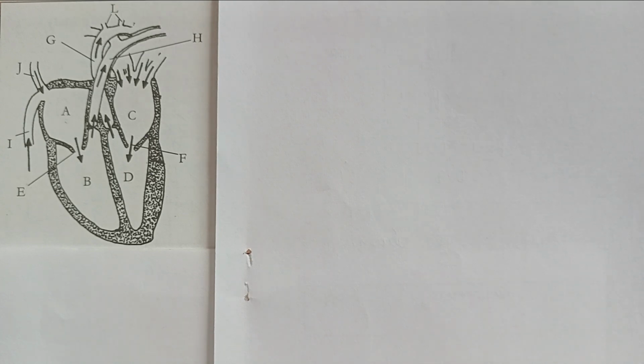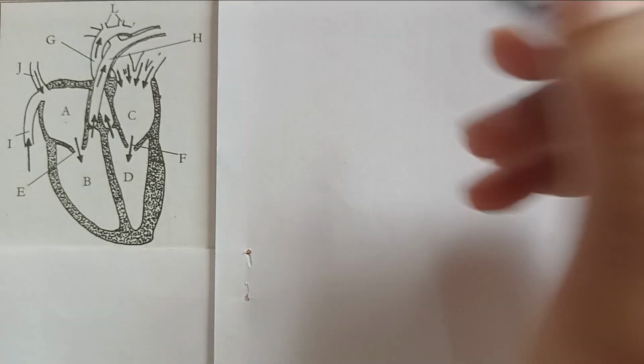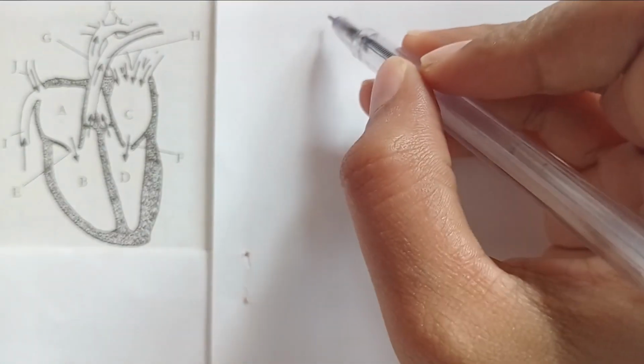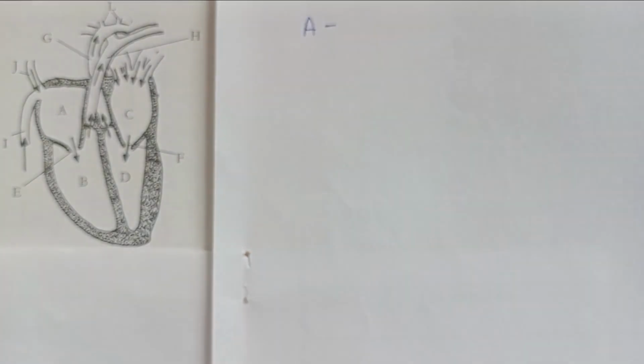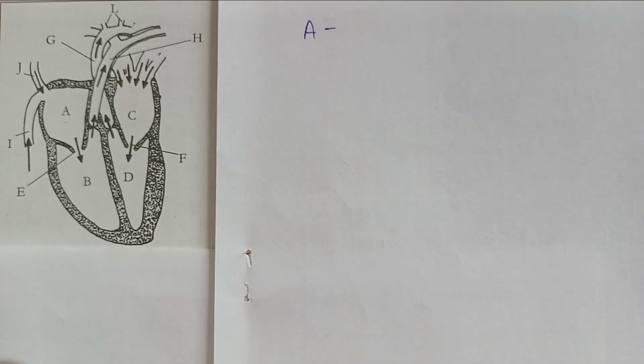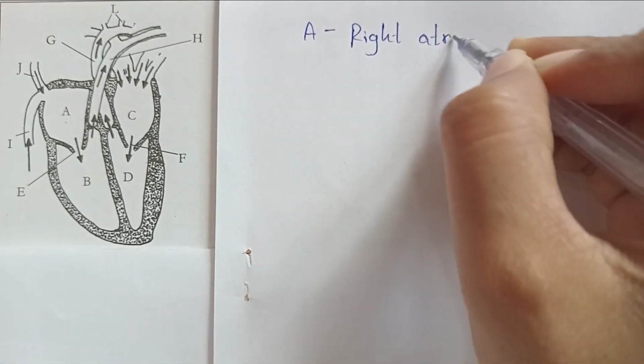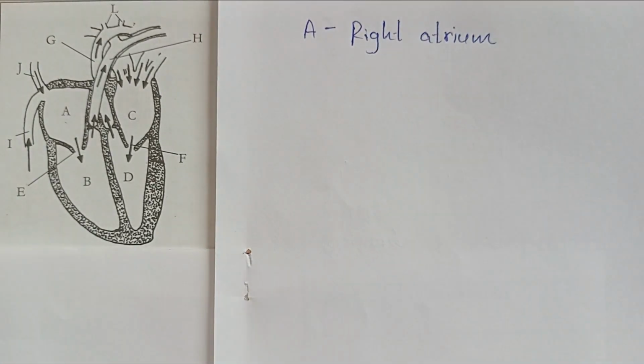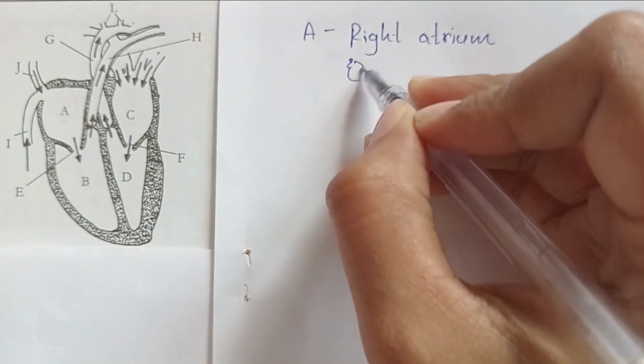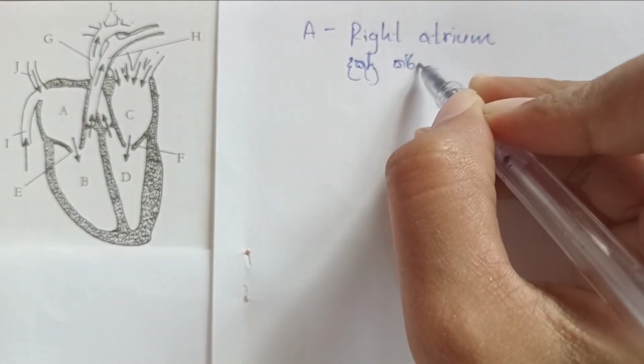So with that background information, we will start labeling this diagram. So first, from letter A, we can say right atrium is labeled. So in Sinhala we call Dakunu Karnikawa.